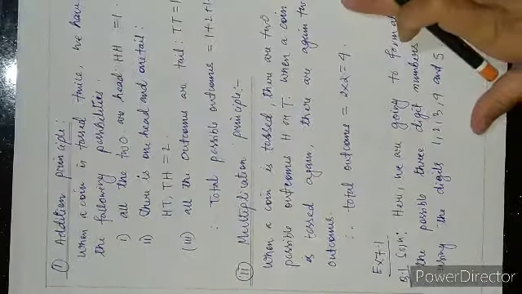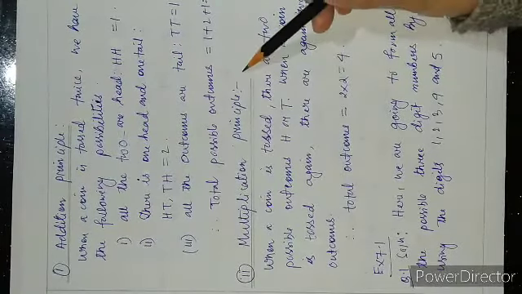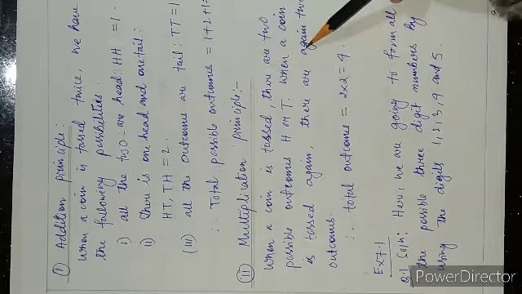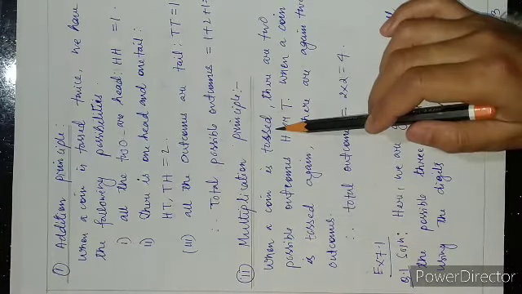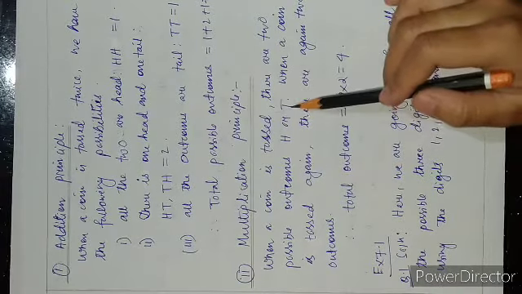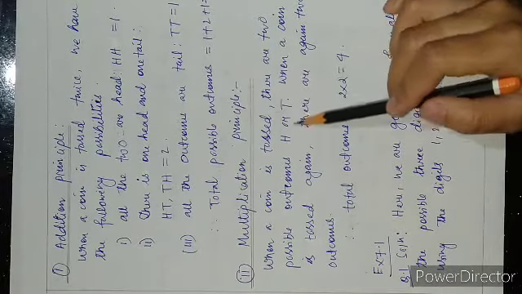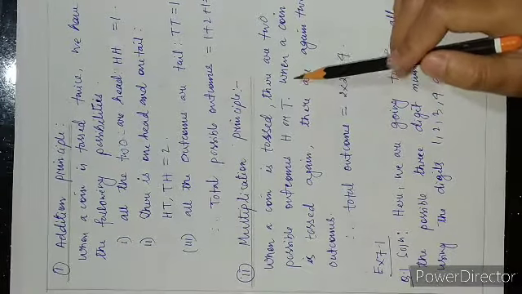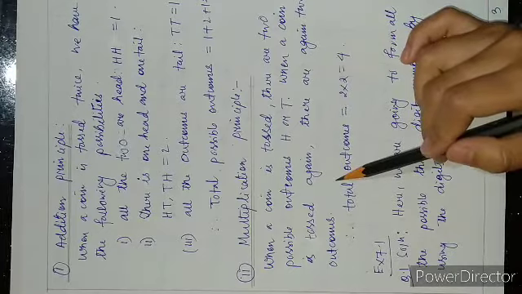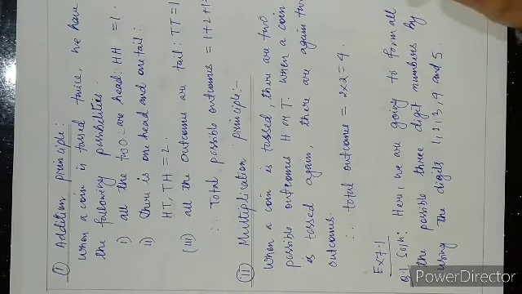Then we find the total possible outcomes by the multiplication principle. When a coin is tossed, there are two possible outcomes, that is head or tail. When a coin is tossed again, there are again two possible outcomes.